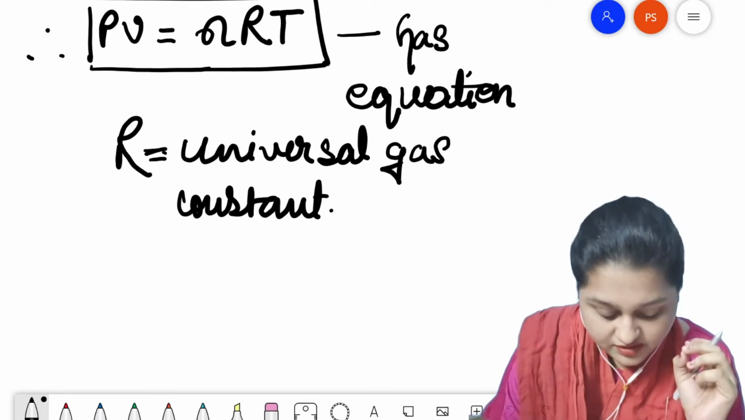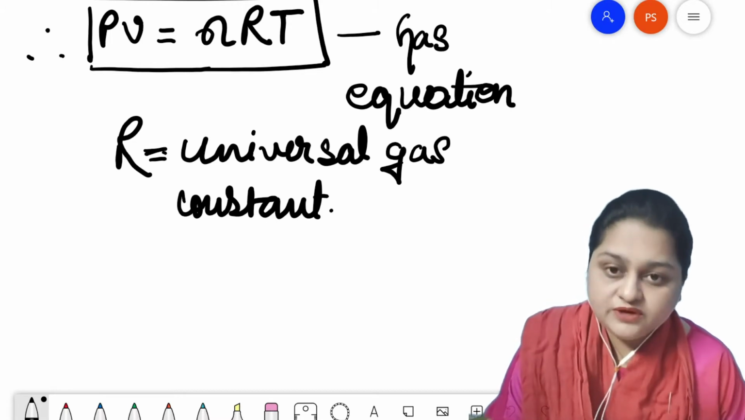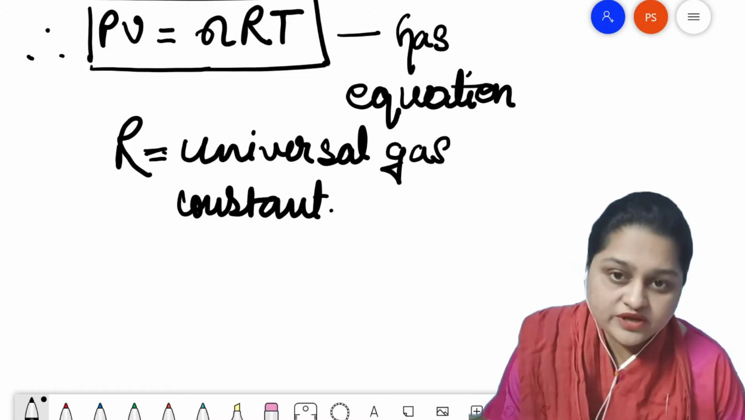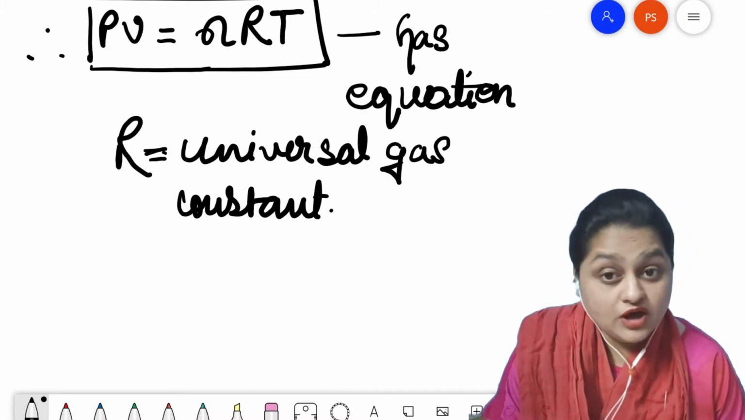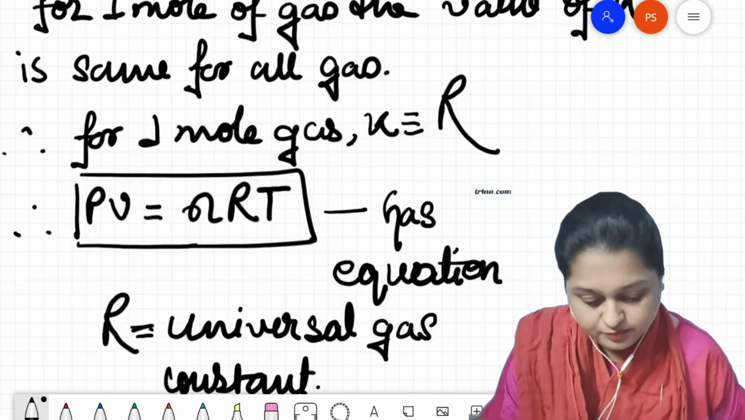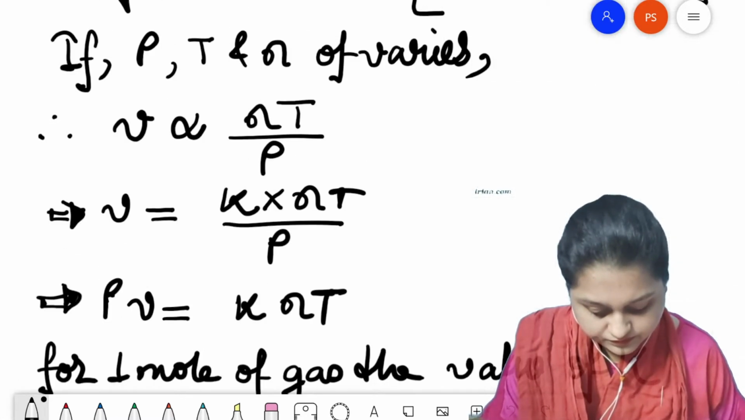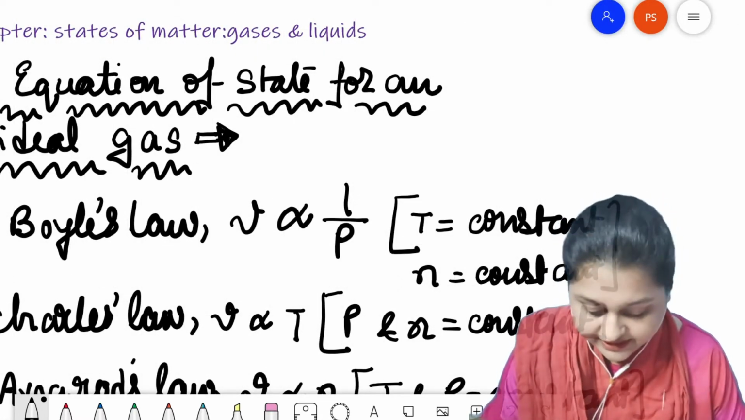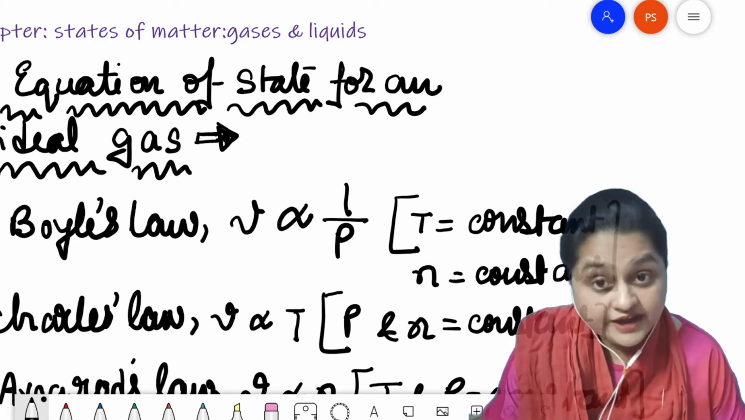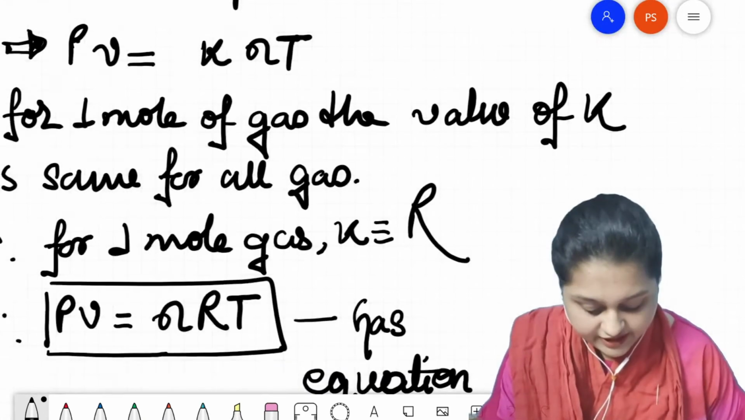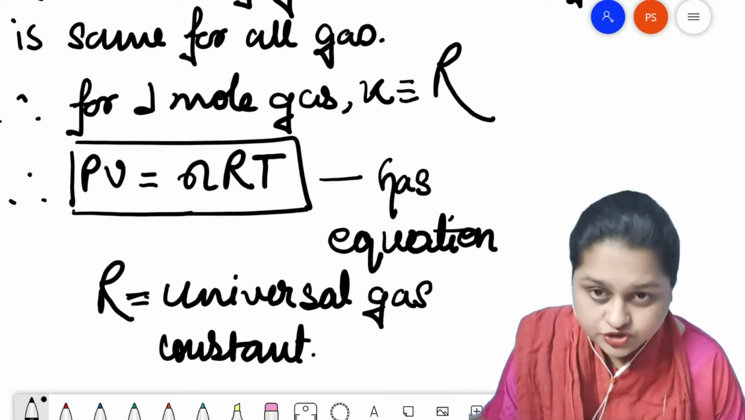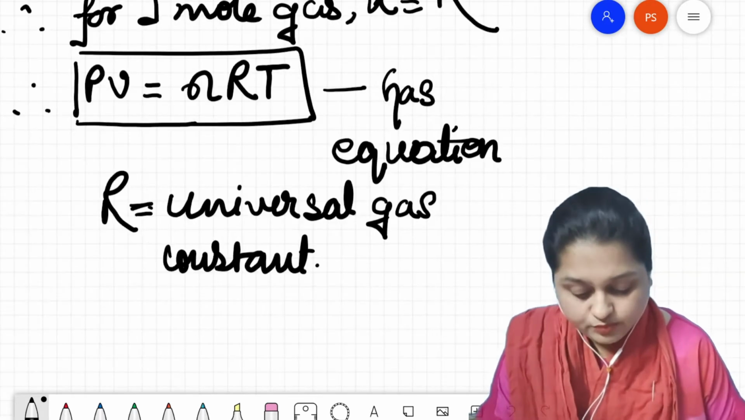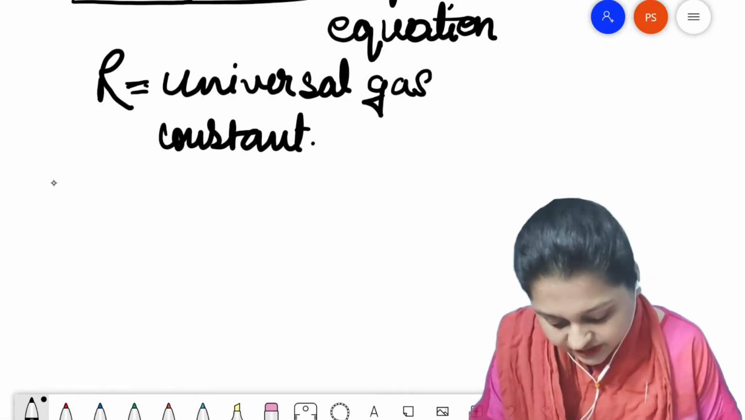entirely, those gases are termed ideal gas. So this particular equation is applicable for ideal gas. That's why in the initial part, the heading that I had written is the equation of state of an ideal gas. This equation that I derived by combining the gas laws is known as the equation of state for an ideal gas.